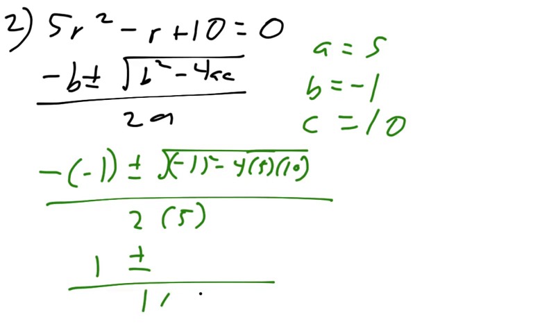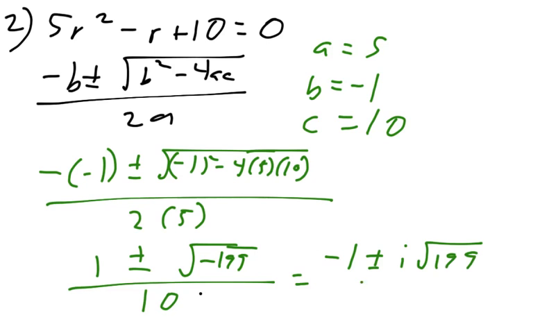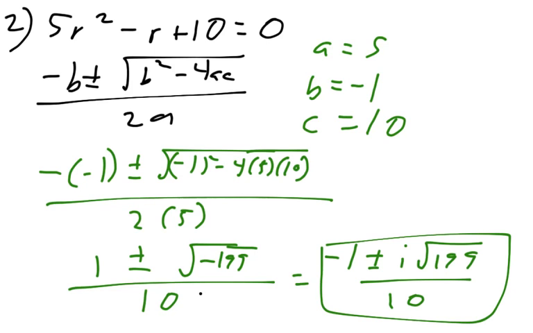Well, two negatives make a positive. 2 times 5 is 10. And this is the square root of -199. Now, of course, negatives are imaginary when you square root them. And I can't break down 199. So there's my answer.